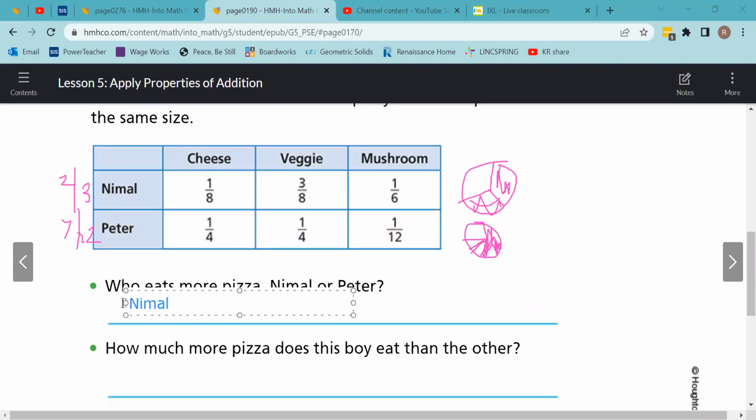How much more pizza does this boy eat than the other one? Oh, okay, so now they want the difference. So Namal, we've got 2/3. We're comparing it. How much more does he eat than the other guy? Take away 7/12. Here times 4, here times 4, to make this out of 12ths as well. So we have 8/12, and we're taking away 7/12. We have 1/12 left of the pizza, or difference, sorry. 1/12 more pizza.